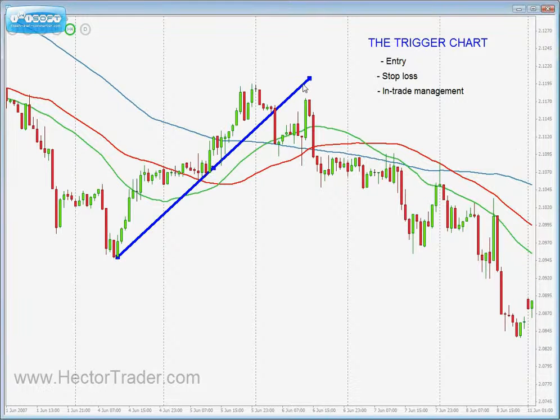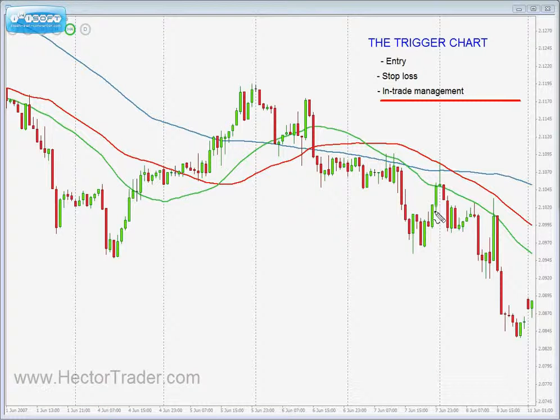Another reason I like to use the trigger chart, recapping a little bit: pinpointing our entries, also stop losses in order to keep them as small as possible, and finally following price in real time as the trade unfolds, in order to identify possible signals of early weakness. Okay. Alright guys, that's basically all for this video.